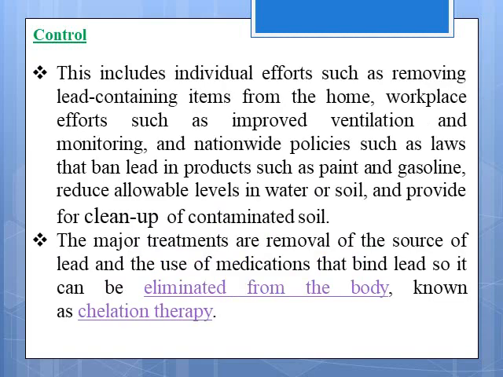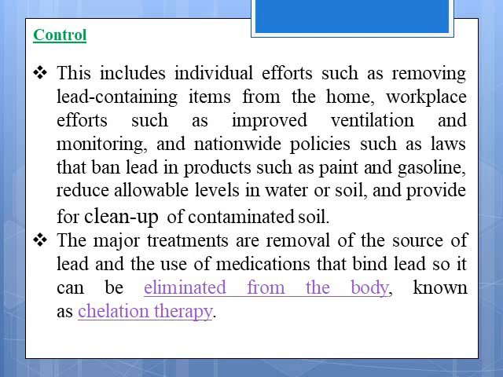So control measures. When you look into the control measures, lead is very difficult to remove from the environment in any form. So this includes individual efforts such as removing lead-containing items from the home, workplace efforts such as improved ventilation and monitoring, and nationwide policies and laws that can ban lead-containing products such as paints, avoiding lead-containing paints, and gasoline fractions. Previously, from the fuel chapter, lead was used as an anti-knocking agent in gasoline fractions.